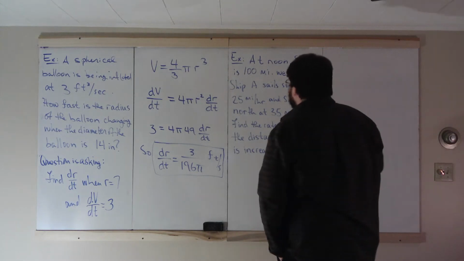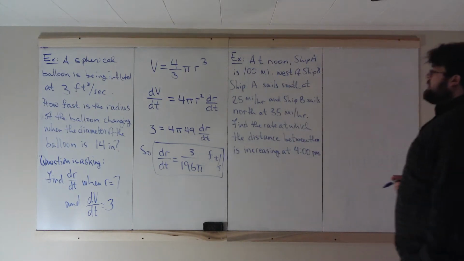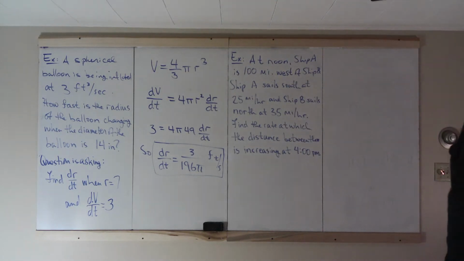Let's look at this next one. This next one is, I would say, definitely harder than the first two. At noon, ship A is 100 miles west of ship B. Ship A sails south at 25 miles per hour. Ship B sails north at 35 miles per hour. Find the rate at which the distance between them is increasing at 4 p.m.